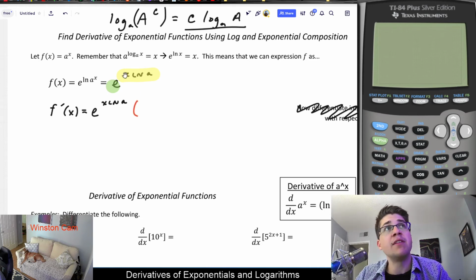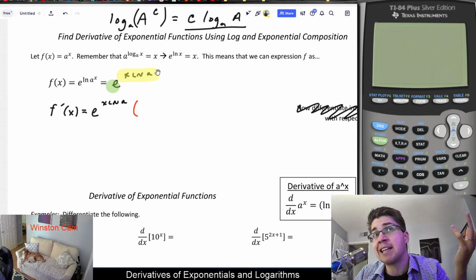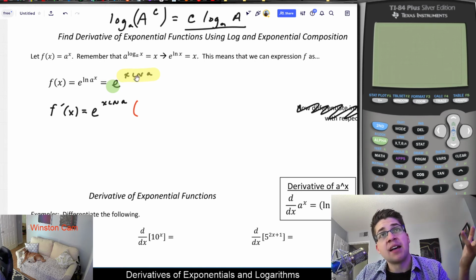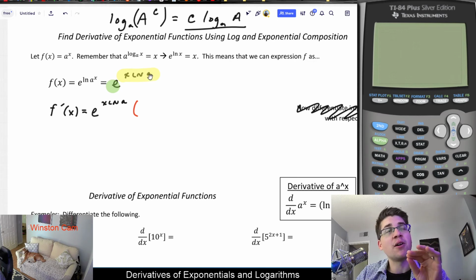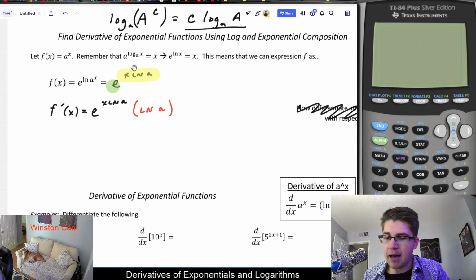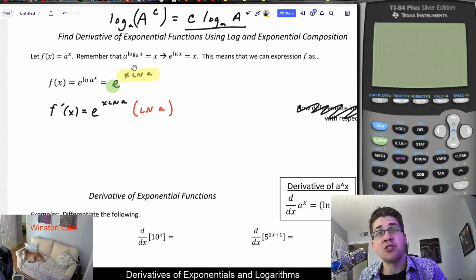The derivative of the inside, x ln a, well, it's just x times ln a, which is a constant. It's the value of a number, right? a is not a variable in this context. We're pretending it's 2, 3, or any number. x is the variable that we care about. I'm just imagining this is like a number times x, like 3x. The derivative of x is 1, and being multiplied by a constant will not affect it. So the derivative of x ln a is just ln a, because the derivative of x is just 1 when it's all by itself.